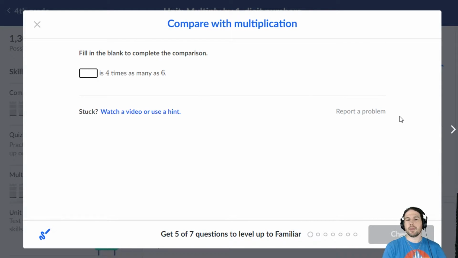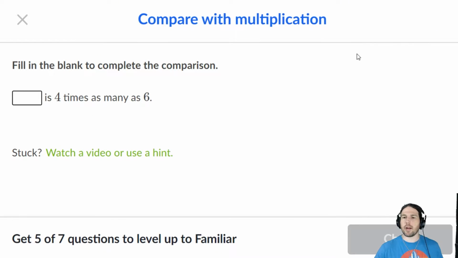What number is 4 times as many as 6? So what this compare with multiplication thing is doing is showing us new ways to talk about multiplication, and that's really important. What number is 4 times as many as 6? And I don't know if you recognize that, but this is an equation with a variable.